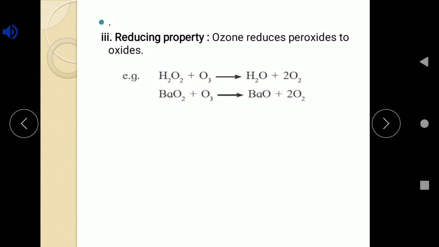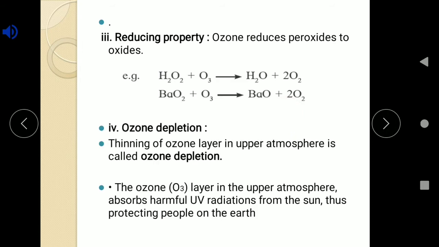Ozone reduces peroxides to oxides. That means hydrogen peroxide on treatment with ozone gets converted to H2O, that is water, and oxygen is liberated. In the same way, barium peroxide with ozone gives barium oxide along with oxygen. As the number of oxygen atoms is reduced in the products, it is a reduction reaction. So ozone brings about a reduction, showing its reducing property.